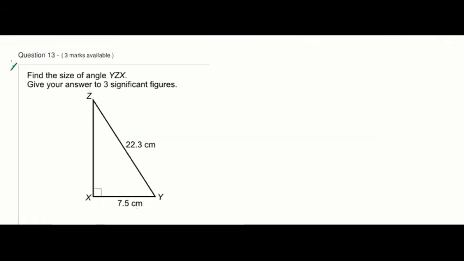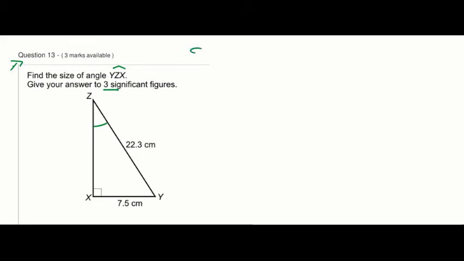So here we have question 13. It asks us to find the size of angle YZX. So I'm just going to identify that. YZX is this angle here, because it's bounded by Y, Z and X. And if it asks us to find the size of that angle, and we're asked to give our answer to 3 significant figures. Now again, it's trigonometry because it wants us to find an angle and gives us some sides.